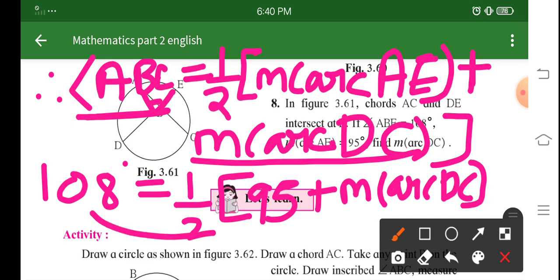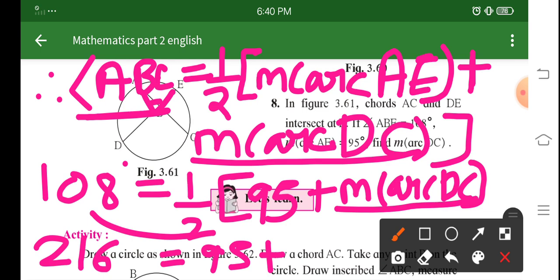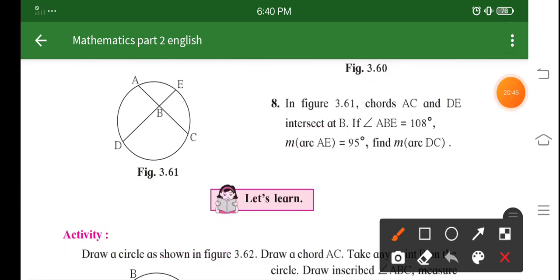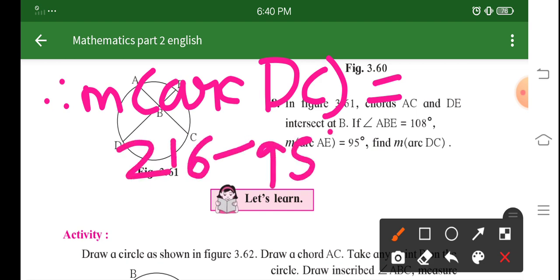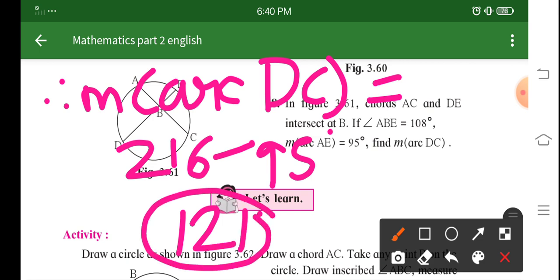Okay. So now take this 2 over here. It will become 216, because this 2 is in the division form. When you take this over here, it will become multiplication. So now here 95 plus this thing will be as it is. Okay, over here. So now see this is number. So take this number over here, it will become minus. So subtract. Okay, so when you are subtracting, you will get your measure arc DC. So DC will be your 216 minus 95, and when you subtract this, you will get 121 only. Okay, so this is our answer. So with this we have completed our question number 8.